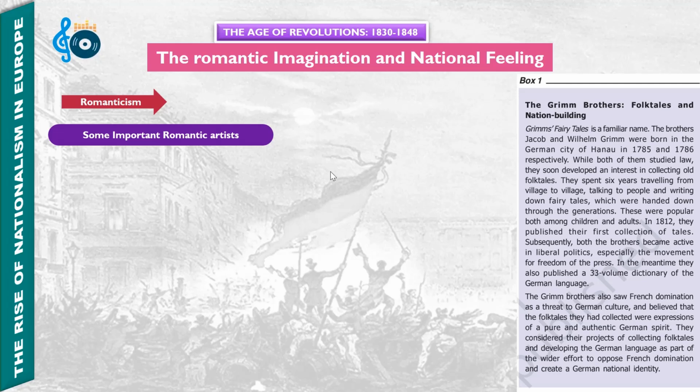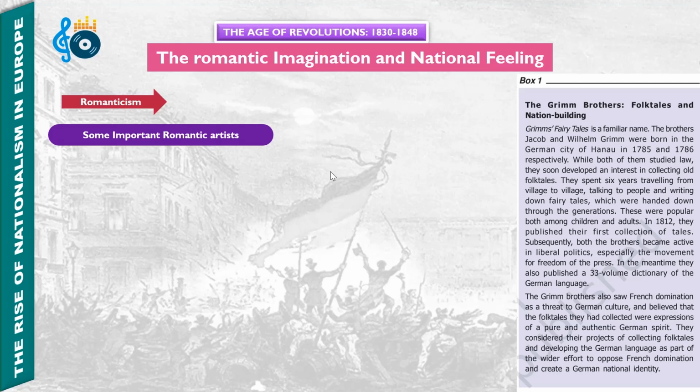They spent 6 years traveling from village to village, talking to people and writing down fairy tales which were handed down through the generations. These were popular both among children and adults. In 1812, they published their first collection of tales. Subsequently, both the brothers became active in liberal politics, especially the movement for freedom of the press. Meantime, they also published a 33-volume dictionary of the German language.